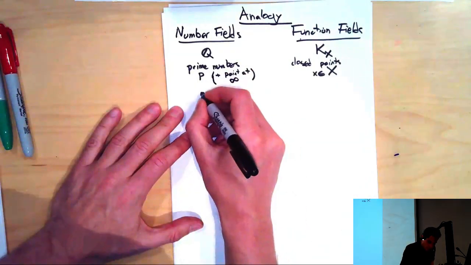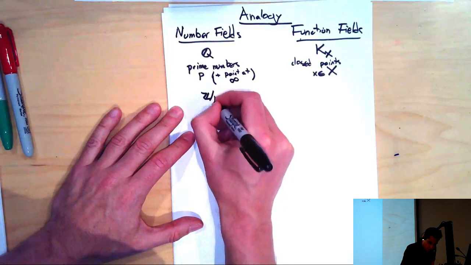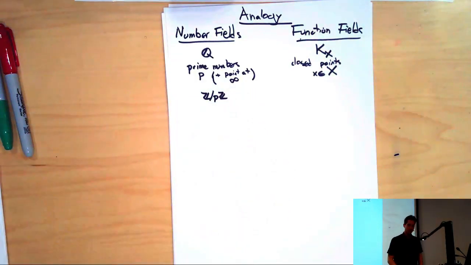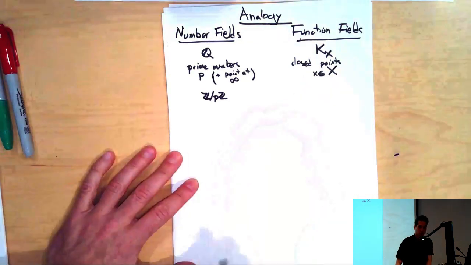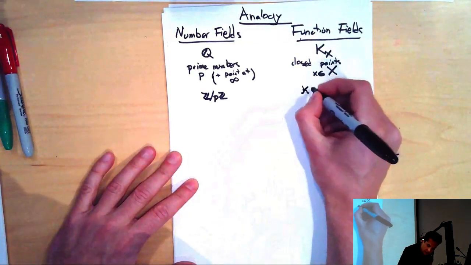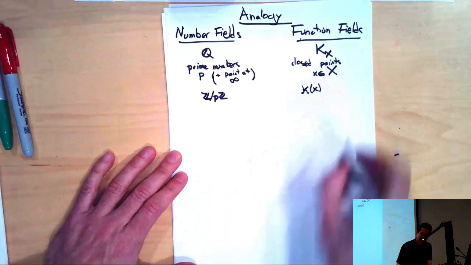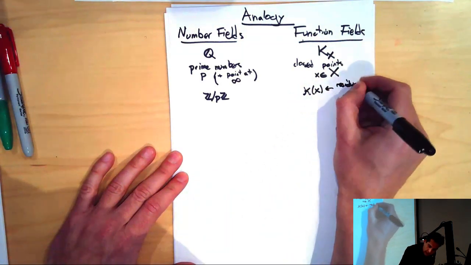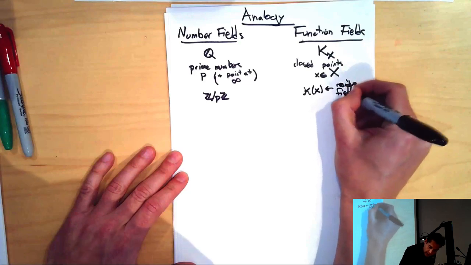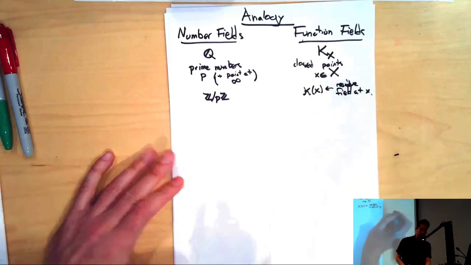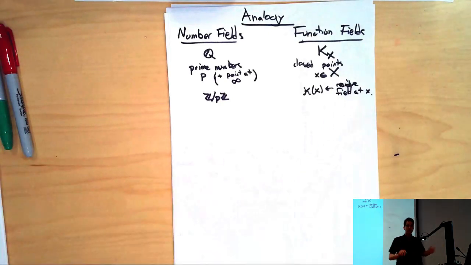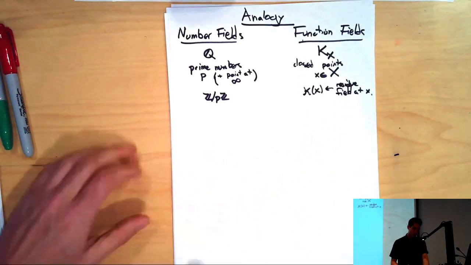Now, if you have a prime number p, then you can form a finite field Z mod p. And that has an analog in the function field case for a closed point of the curve. You can associate what I'll write as kappa(x) for the residue field of X at that point. So that's also a finite field. It's a field which is a finite extension of F_q. It has size q^d for some integer d.